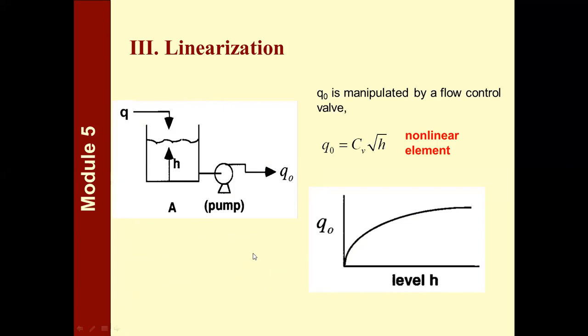Now, if you have a liquid level system, in the case that you are seeing here, where the relationship of your level H to Q sub O is not linear, you have something like this, there's a need for you to linearize your DE. So how do we do the linearization?